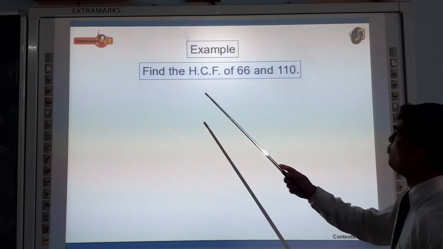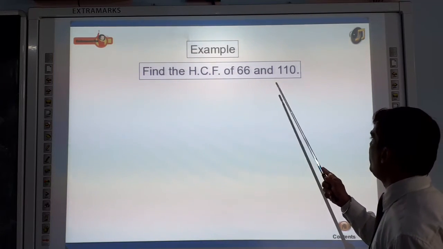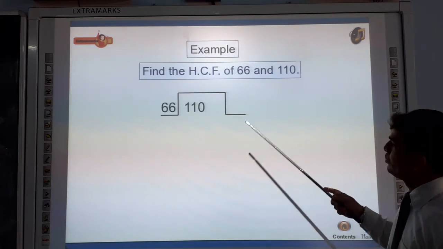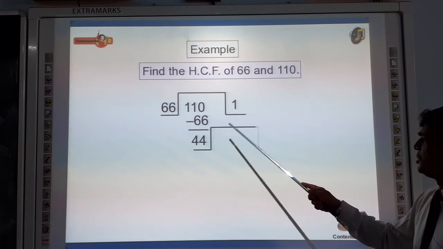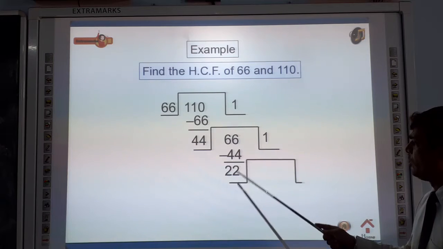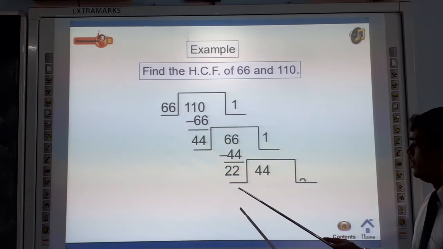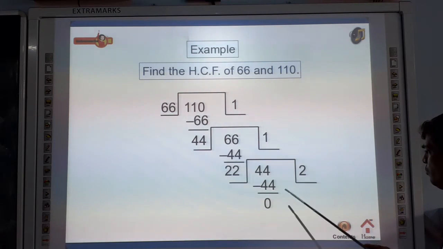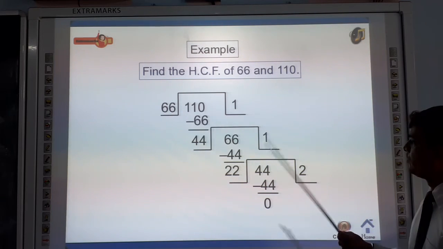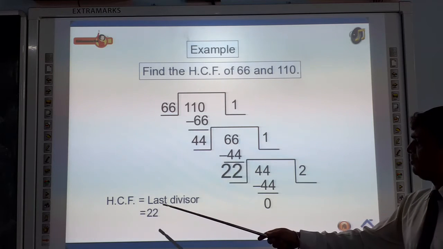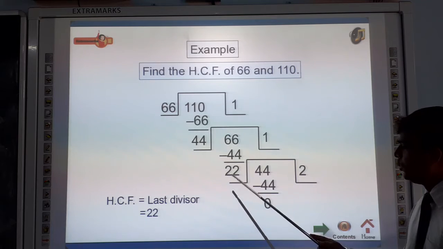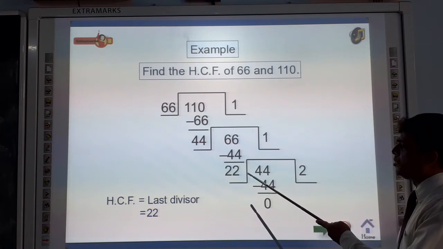For example, find the HCF of 66 and 110. Look at this. 66 1s are 66, remainder is 44. 44 1s are 44, remainder is 22. 22 2s are 44, remainder is 0. Look at this. So HCF is equal to the last divisor, which is 22. Okay student.